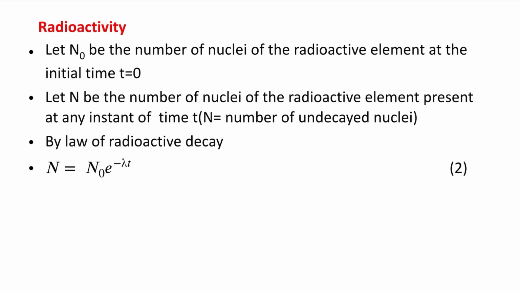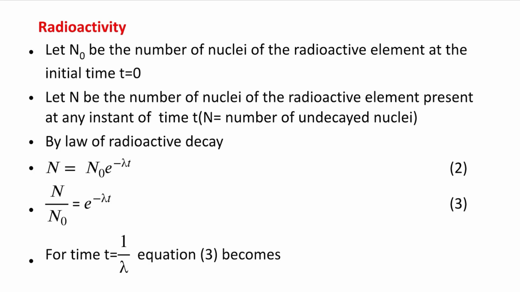Now by the law of radioactive decay, I can write N is equal to N0 e raised to the power minus lambda into t. So if I rearrange the terms, then N upon N0 is equal to e raised to the power minus lambda into t. This is our equation 3.